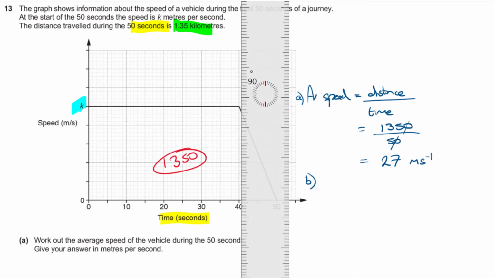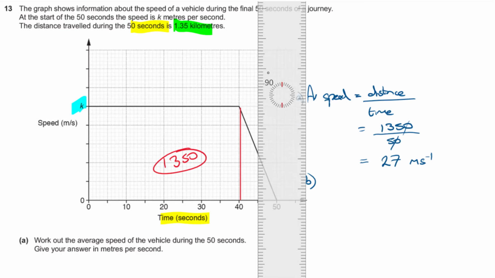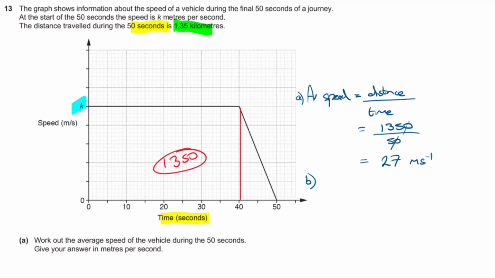So if I put a line in there. So area of a triangle, area of a rectangle. So the area of the triangle is half base times height, isn't it? So this bit in here is going to be 1/2 of the base. 40 to 50 has got a base of 10 times the height, which is k. In other words, it's 5k.